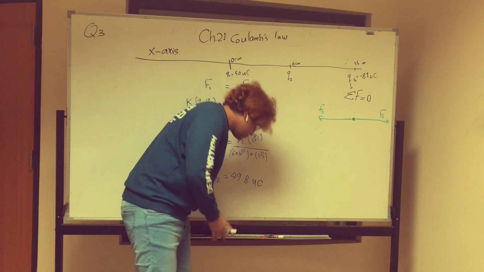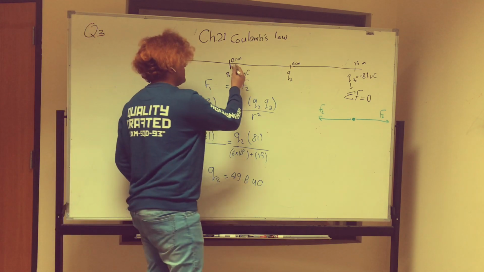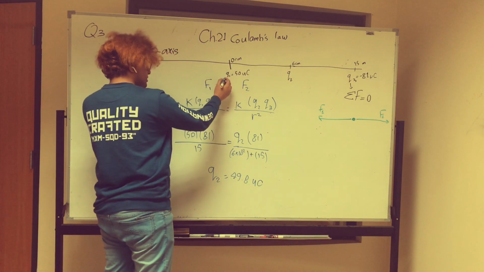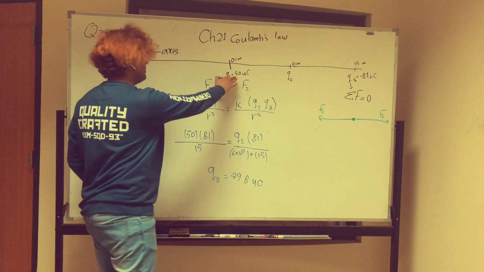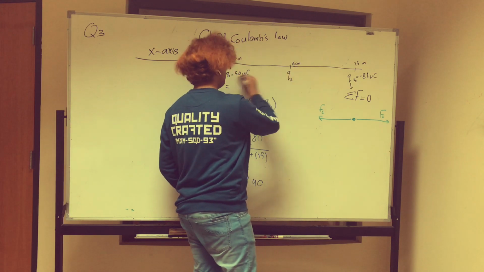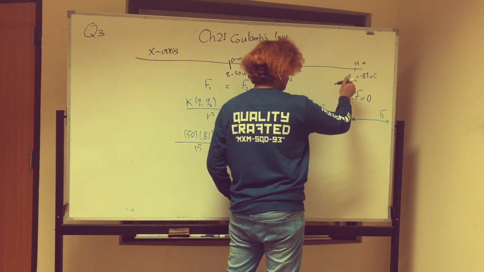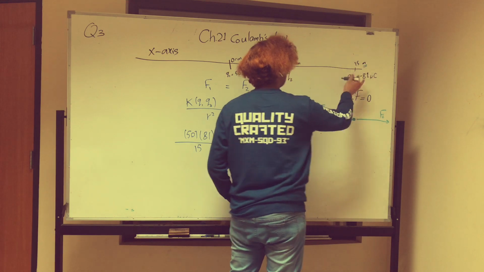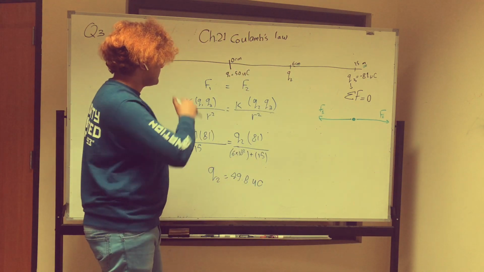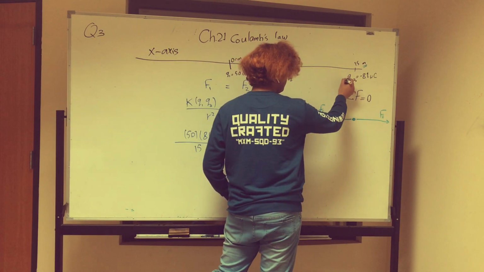Alright guys, for question number 3, we're given the x-axis and the origin. There is a charge q1 at the origin with a value of 50 microcoulombs, and another charge, let's call it q2, 6 centimeters away from the origin, and a third charge. This third charge is 15 meters away from the origin. Here is centimeters, here is meters. And we want the sum of the electrostatic forces on Q3 to be 0.